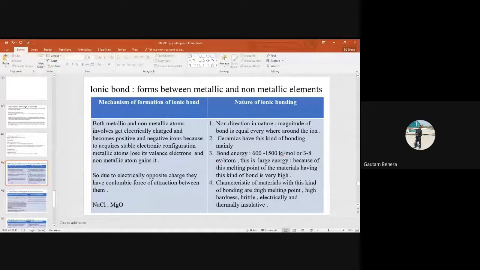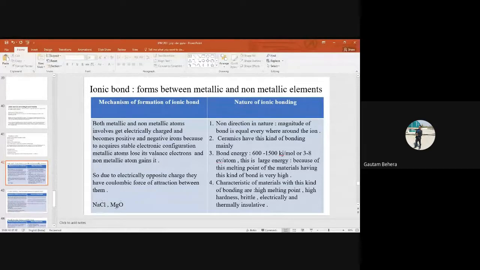So that will bond them together, right? Best example is sodium chloride. Sodium is a metallic atom, chlorine is a non-metallic atom. Sodium acquires positive charge, chlorine will acquire negative charge. So they will form sodium chloride finally.